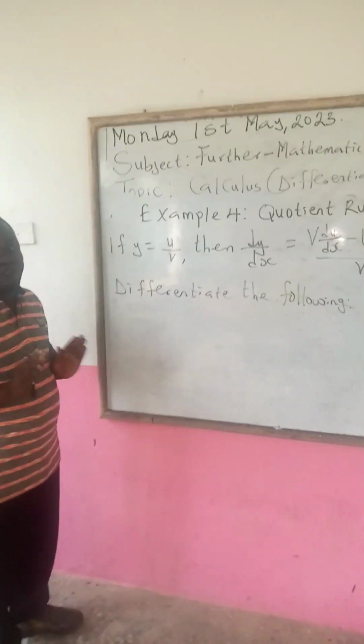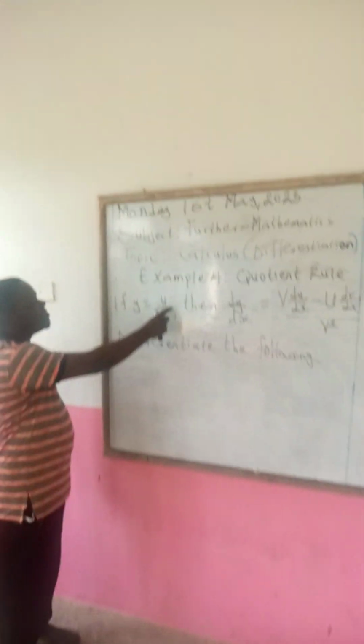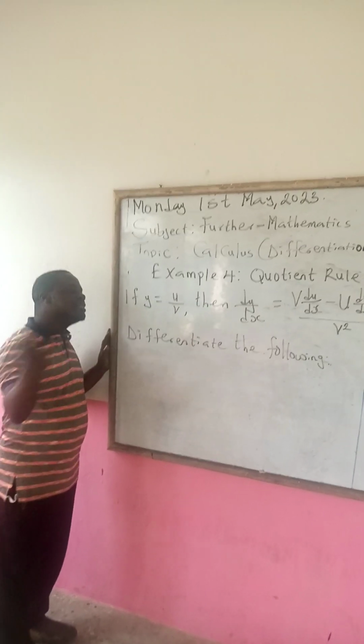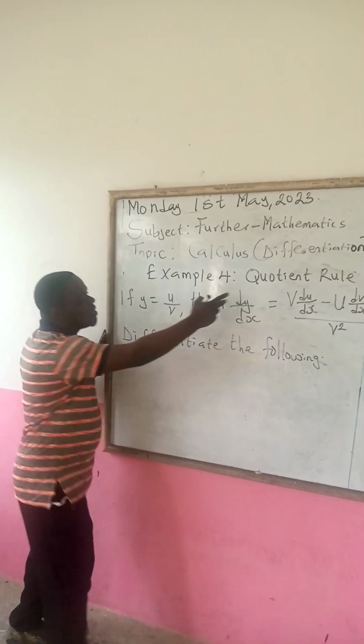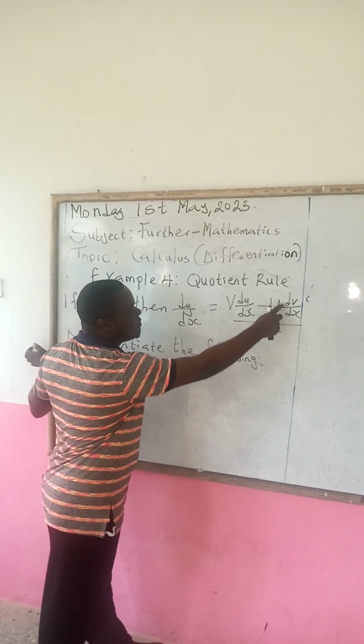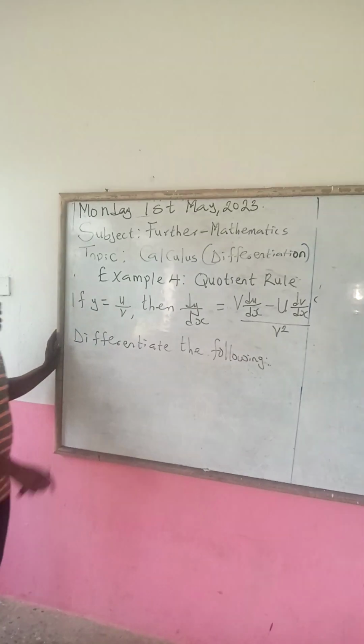Just for division. Like if y equals u divided by v. As you can see, this is the symbol of division. And this is the formula for the quotient rule: our dy/dx is always v du/dx minus u dv/dx, all divided by v squared. This is the formula for the quotient rule.